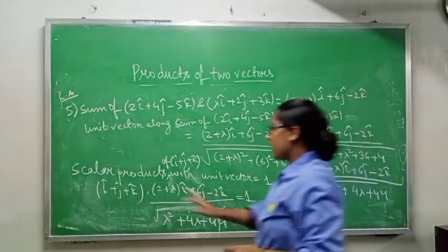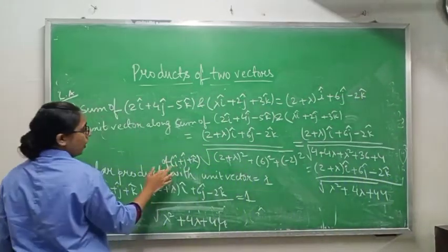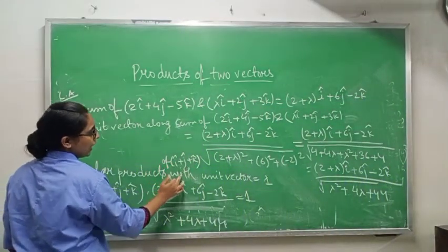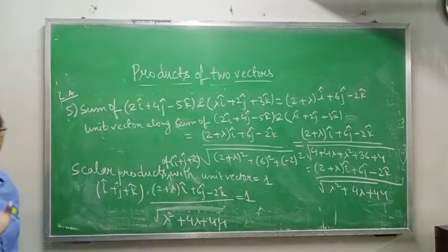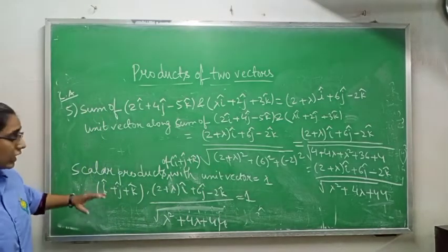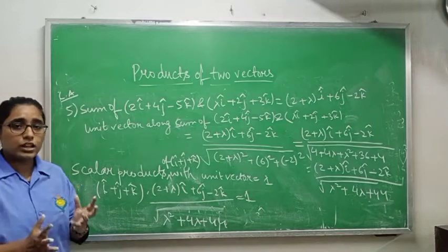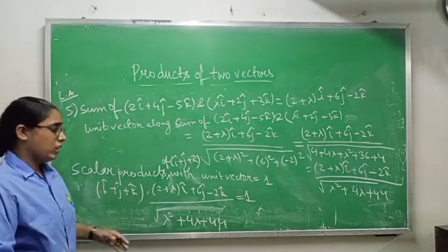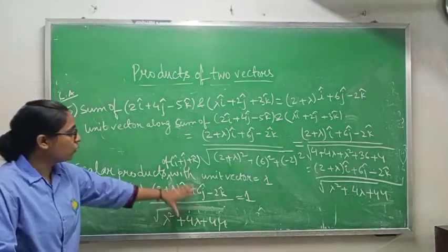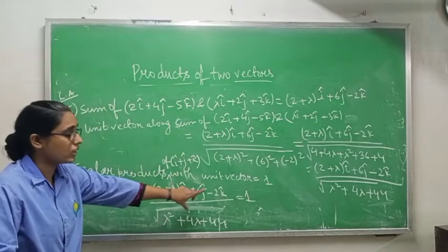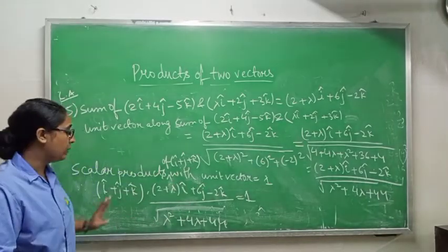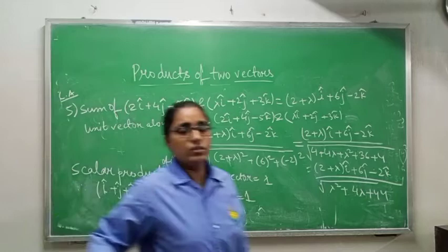Now they are saying the scalar product of i cap plus j cap plus k cap with the unit vector equals 1. Scalar product means multiplication, because scalar product is nothing but the dot product. So the dot product of this with the unit vector, which you got, equals 1. That is why I am doing it like this. Okay.